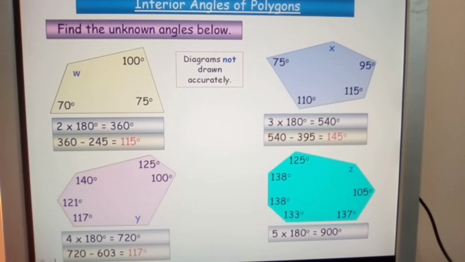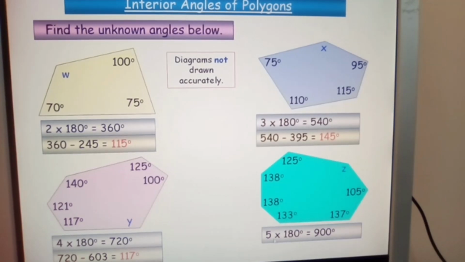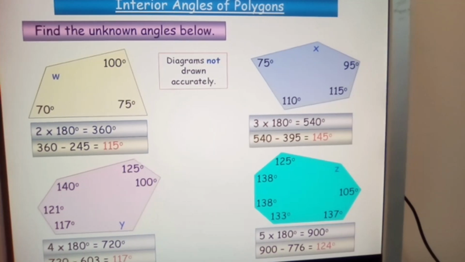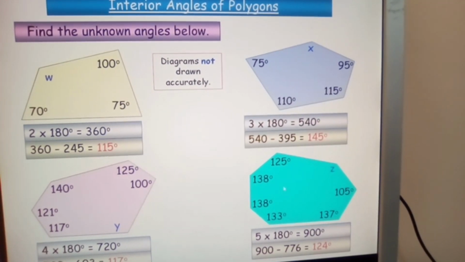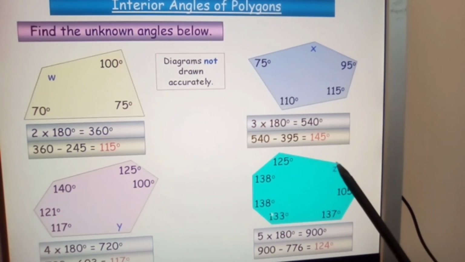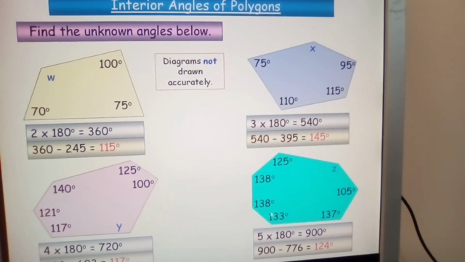Similar thing here, 900. We add up all these together. We need to find Z, so we subtract 776 from 900, which leaves us 124 degrees for Z.